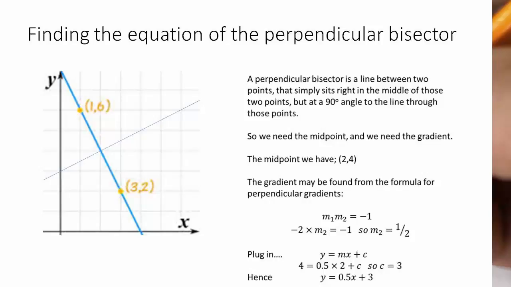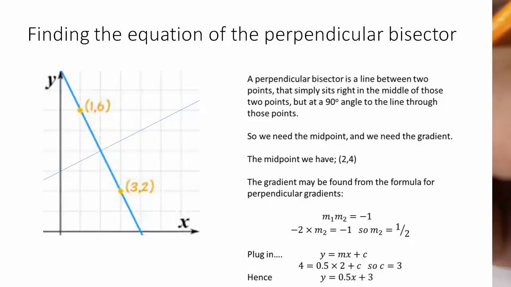The reason we need the midpoint is because we always need a point on the line to find the equation of the line. Next up, we need the gradient of the perpendicular bisector, and for that we're going to have to use another formula, and it's the last one they really need in coordinate geometry. That formula is that two gradients multiply together to give minus 1 if they're perpendicular. Another way of looking at it is each gradient will be the negative reciprocal of the other.